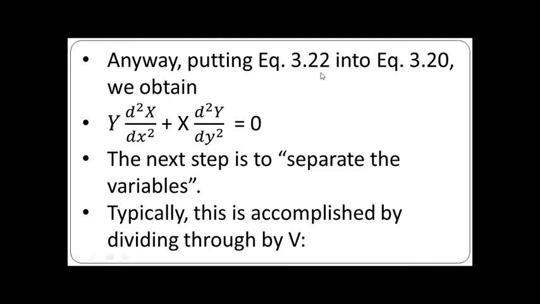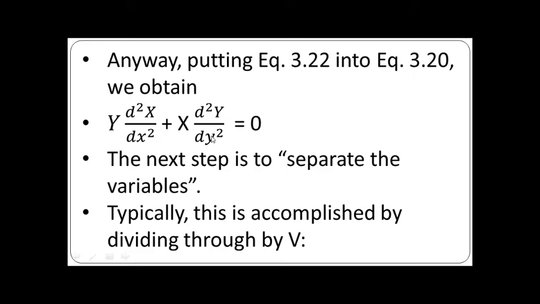Anyway, putting equation 3.22 into this, we substitute V equal to capital X times capital Y. When you are differentiating XY with respect to small x, then Y is going to be constant, so it is taken out: Y into d square X upon dx square. Similarly, when you are differentiating with respect to y, then X is going to be constant, so it is taken out. The equation is reduced into this form: capital Y into d square capital X upon dx square plus capital X into d square capital Y upon dy square, equal to 0.